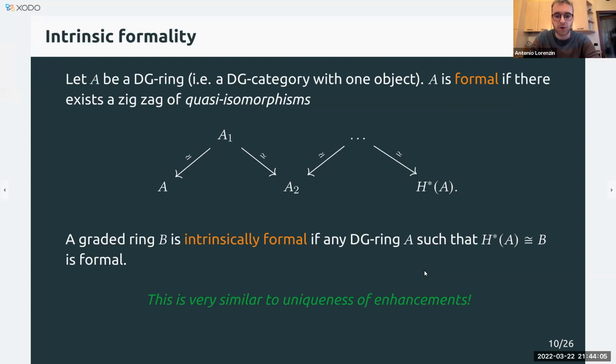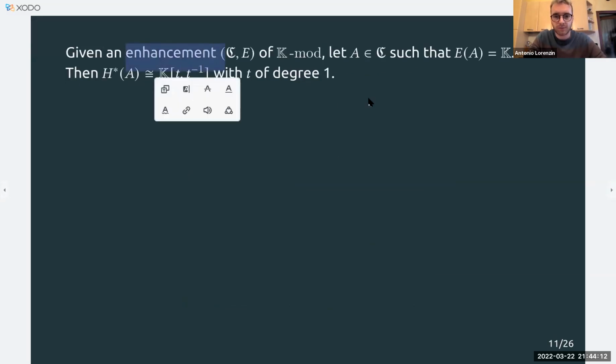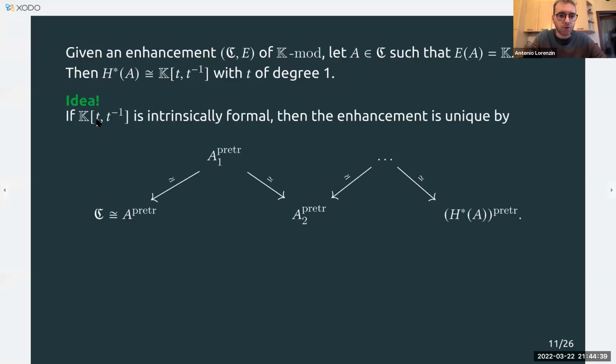This is very, very similar to uniqueness of enhancements. So now what we do is consider any enhancement (C, E) of K-mod. And now if we pick A in C going to K, we can see that its graded homology is K[t, t⁻¹] with t of degree 1. This can be shown simply because the shifts are the identity. And so our idea is to prove that K[t, t⁻¹] is intrinsically formal, because in that case, we will have that the enhancement is unique simply by considering the zigzag offered by the formality.